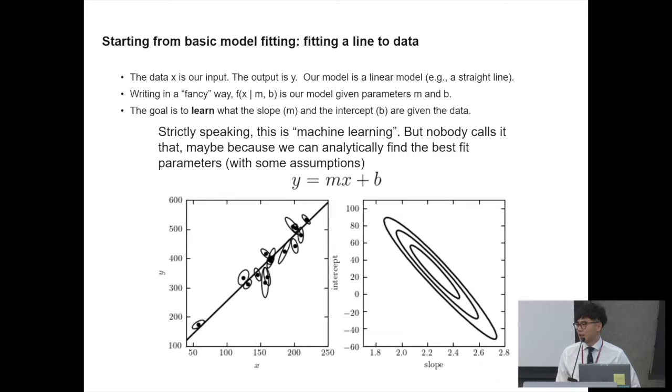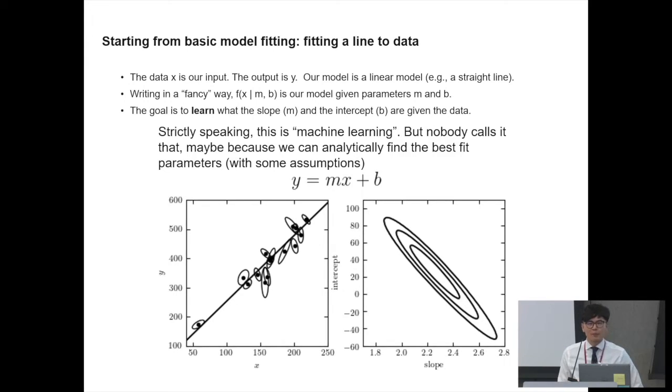All right. So starting from the statistics, everyone in high school or college at some point encountered this problem: fitting a line to a bunch of data points. X here is our input, and the observation is Y. The goal here is to fit a linear model to the data. One can write this in a fancy way: given our model F and the data X, what are the parameters M, the slope, and B, the intercept, that produce good predictions? Again, the goal here is to, quote unquote, learn what the parameters are.